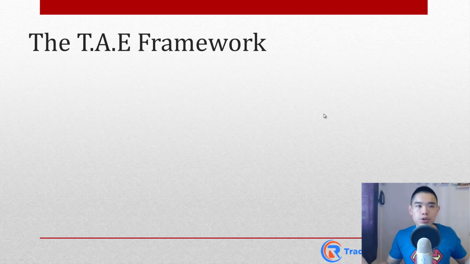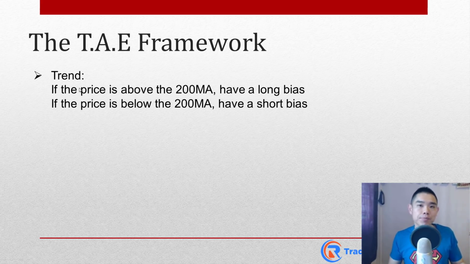So I want to introduce to you what I call the T.A.E Framework. This is a framework that I came up with. Again, we're just going to combine what you've learned so far. Number one is the trend. You recall earlier, if the price is above the 200 period moving average, chances are it's in an uptrend and you want to have a long bias, meaning you want to be buying the stock only. You don't want to short sell the stock if the market is above the 200 MA. Similarly, if the price is below the 200 period moving average, you want to have a short bias.